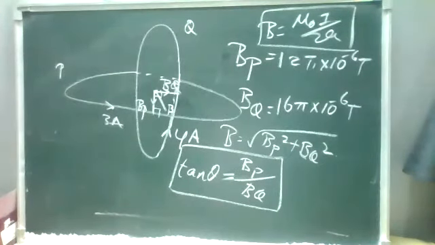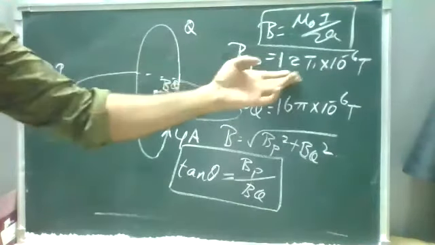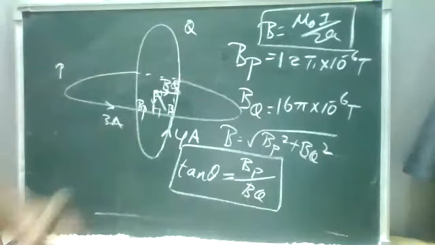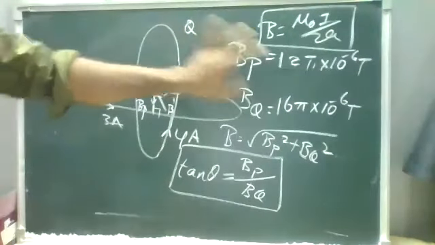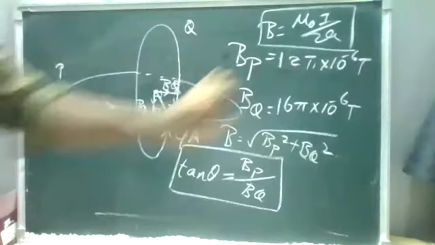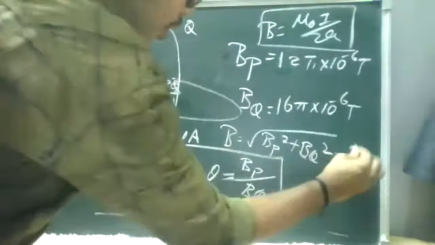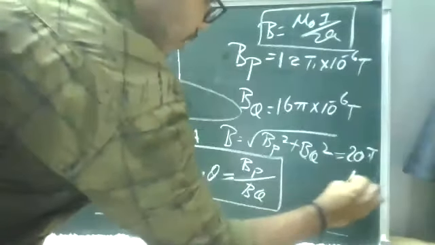So BP is 376.8 Tesla. Okay, no need to convert this. So 12 pi into 10 power minus 6 Tesla. If it comes directly, okay fine, or else you can multiply. So this is your BP, 12 pi into 10 power minus 6 Tesla. B will come in micro Tesla, B is equal to 20 pi micro Tesla.